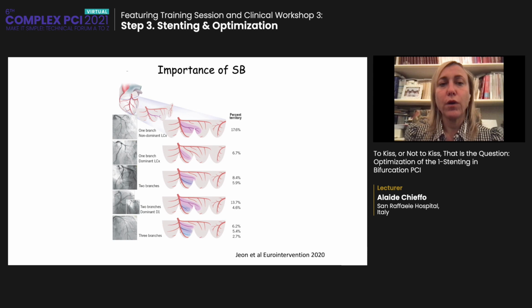So, if you have one diagonal branch in a non-dominant circumflex, 17.6% is the territory that is going to be supplied by that diagonal. Indeed, if you have one diagonal and a dominant circumflex, that diagonal will have 6.7% of territory supplied. And this is a clear demonstration how the size of that diagonal and the presence or not of a dominant circumflex is going to impact also our decision making.